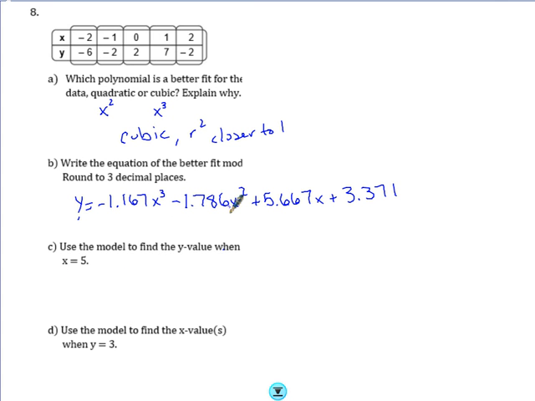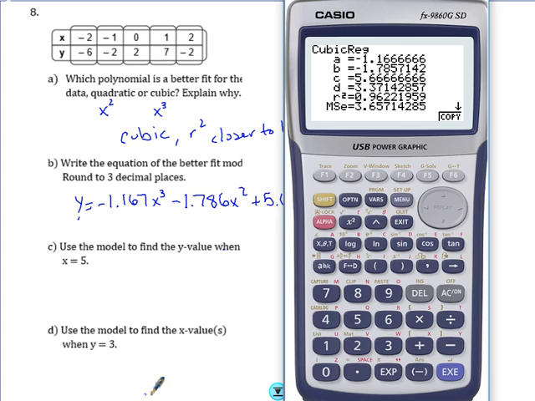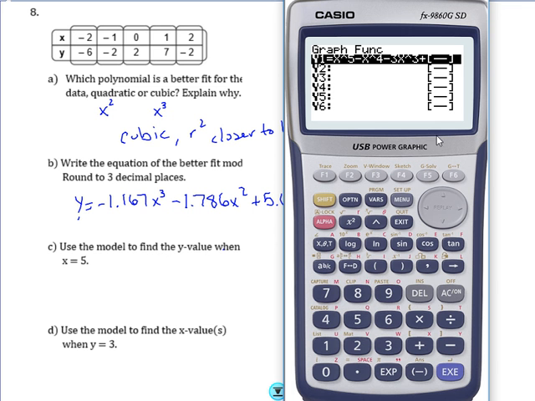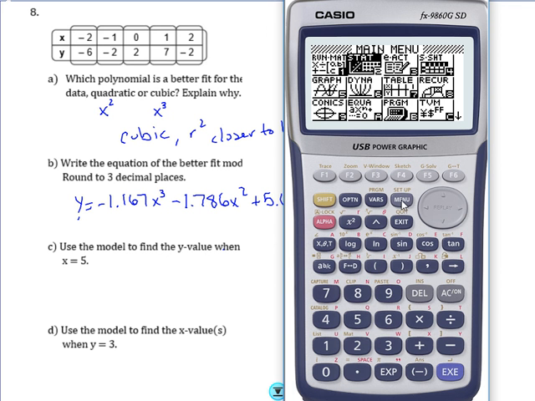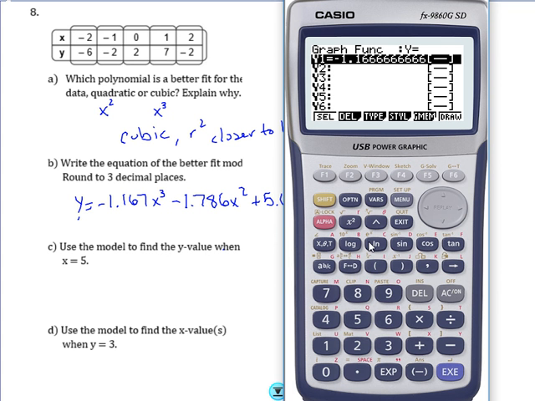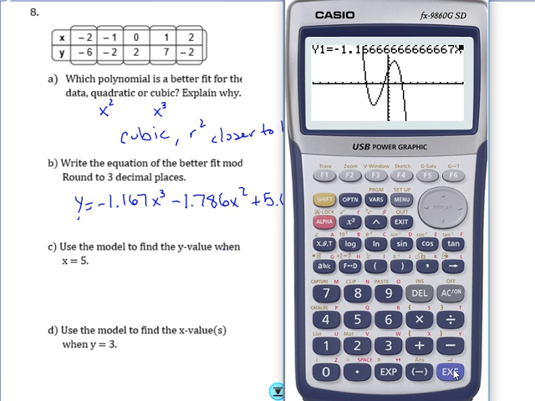Use the model to find the y value when x equals 5. I could just plug it in and do the math, or remember we can use the graph. What I would recommend doing is pressing the copy button. If I press F6, it's going to take me to the graphs, and I want the first one, so I'm just going to press enter on that y1. What that has done is copy this equation into the graph for me. If I go to menu and go to graph, see, it copied the equation for me, so now I don't have to worry about typing it in. I can see it on my graph, and I want to know the y value when x equals 5.